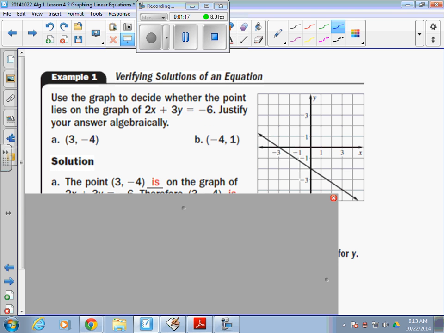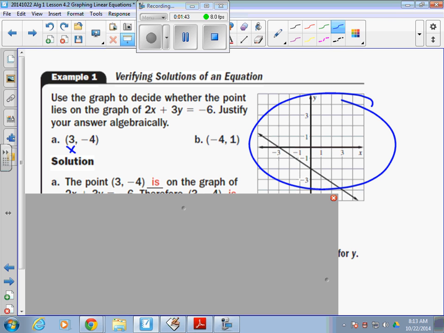Example number 1 says verifying solutions of an equation. All we're doing right here is checking the truth value. Now you can do it two different ways. You can do it without ever looking at the picture out over here on the right, because sometimes the pictures won't be drawn very well for you. Sometimes you'll see the little phrasing out to the right. It'll say like picture is not drawn to scale or something like that, and it might not look like it fits. All you have to do is plug the values in.